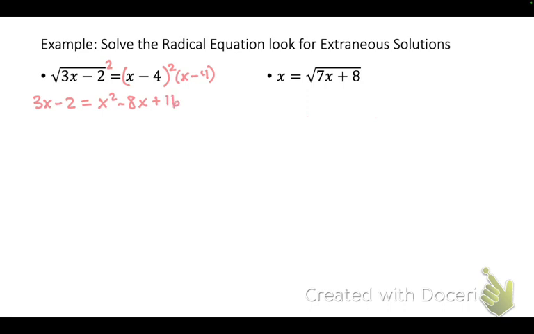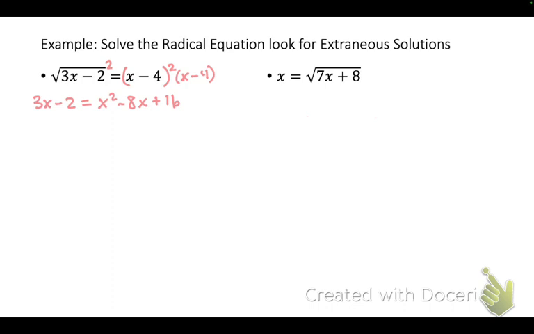So I have a quadratic. What tells me it's quadratic? The x squared. So when I have a quadratic, I have to set it equal to what, and then what? Set it equal to 0 and factor. That's what I have to do. Or set it equal to 0 and use the quadratic formula.